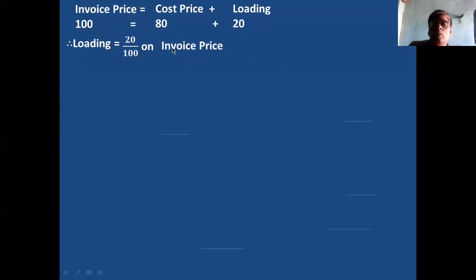To remove loading, you take 20 by 100. 20 by 100 means 1 by 5, that is 1/5.